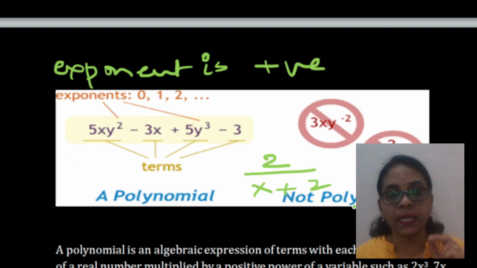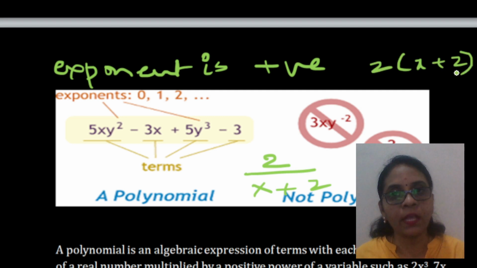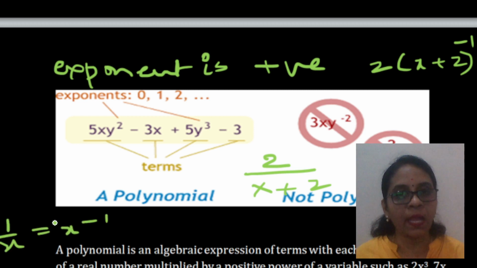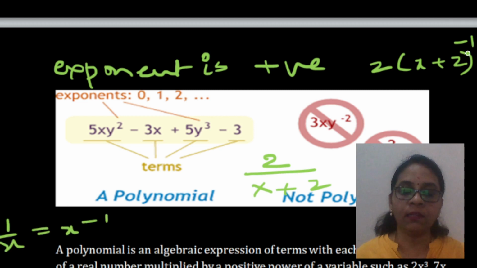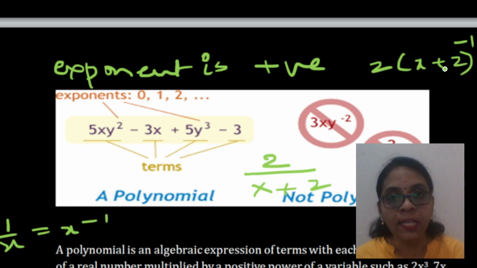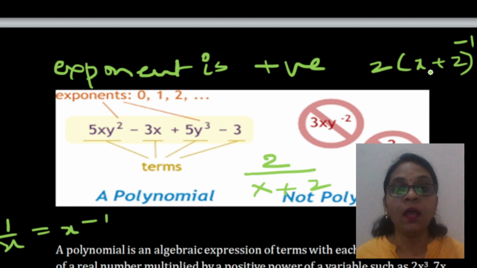Now, coming to the second example. The second example has 3xy to the power minus 2. Again, here the index became negative. And 2 by x plus 2, if you want to write it in a linear form and not in the fractional form, it is 2 into x plus 2 whole to the power minus 1. You have learnt in indices, right, that 1 by x is equal to x to the power minus 1. So, this is again a negative index, negative power or a negative exponent, therefore, it isn't a polynomial.